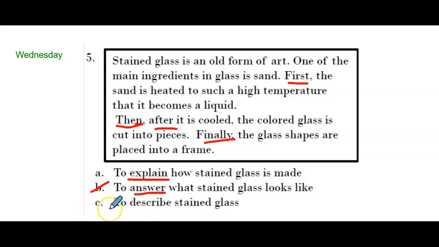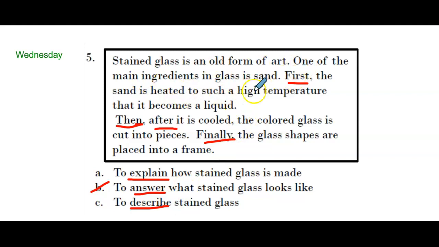Now let's look at answer choice C. To describe stained glass. Remember, the key word here is describe. That means the passage will tell us what the glass looks like.